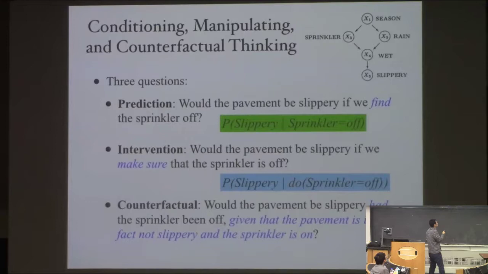The second one is about the effect of interventions. In statistics, a lot of people are concerned with this because you really want to see which action to take. The question is something like this: would the pavement be slippery if we make sure the sprinkler is off? That means if we set the sprinkler off, then you want to see the effect, the value or distribution of slippery. It's represented by this type of conditional distribution, the probability of slippery given intervention on sprinkler. This is called the causal effect or interventional effect of sprinkler on slippery.